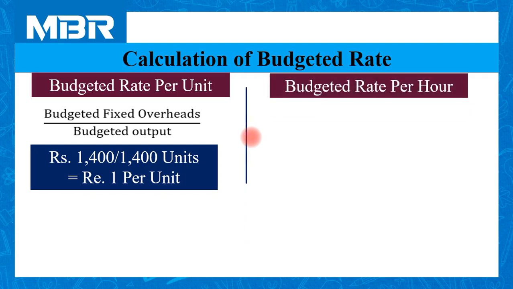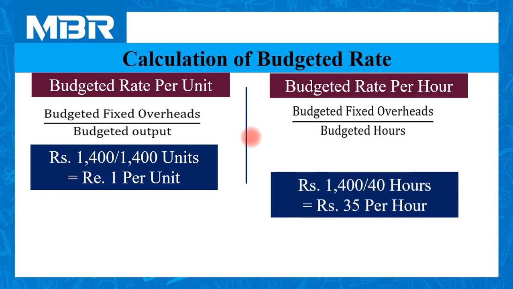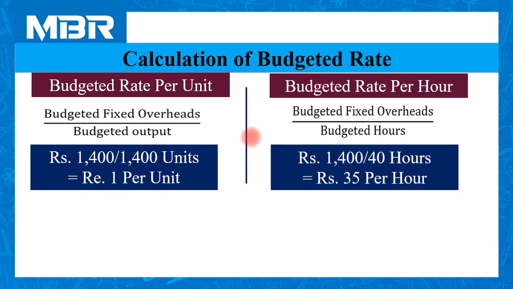Budgeted rate per hour: budgeted fixed overheads divided by budgeted hours. Budgeted fixed overheads are given as rupees 1400, and in the first line, information of budgeted hours is given. So you can read the first line of the question very carefully. 40 hours. Rupees 1400 divided by 40 hours. So budgeted rate per hour is rupees 35.